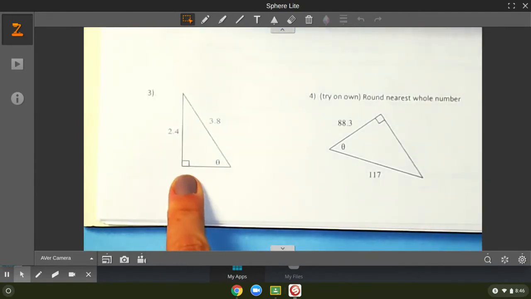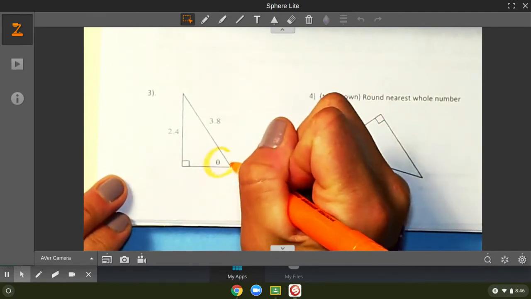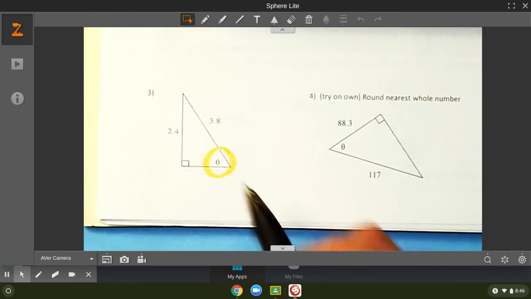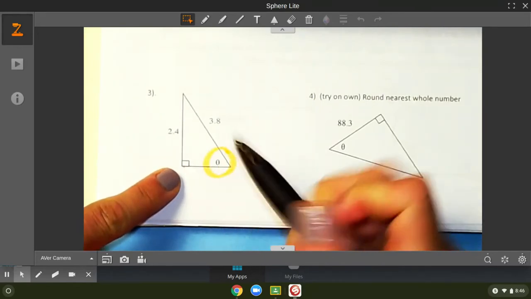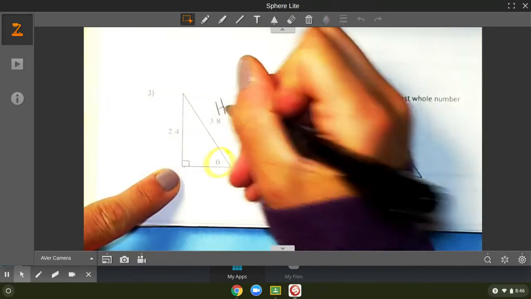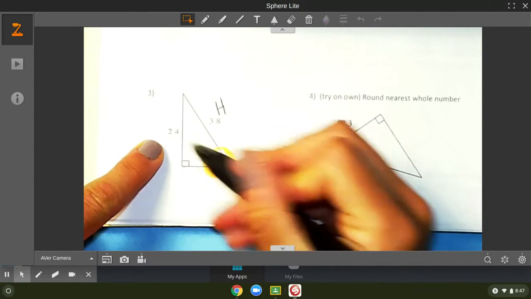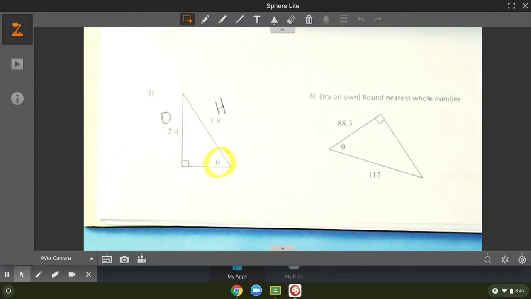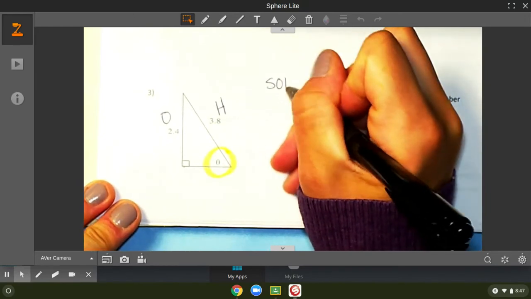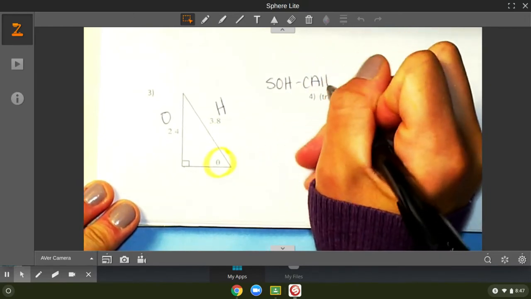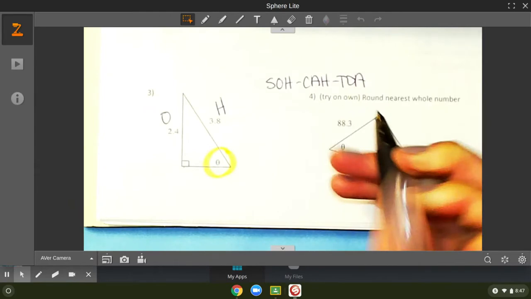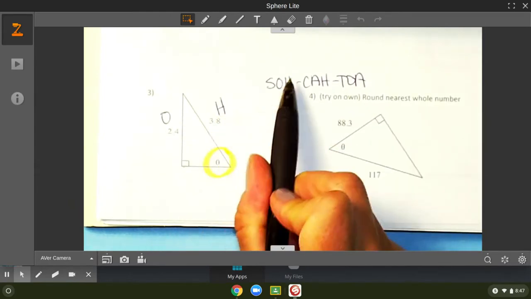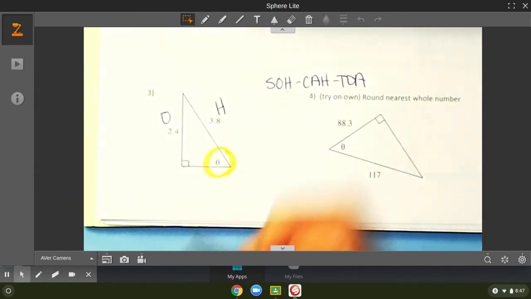All right, again, it's a right triangle. Our missing angle is theta. All right, so now let's label the sides. Opposite the 90-degree angle is our hypotenuse. And the 2.4 is opposite. And the adjacent is the side we don't know. So then we remember SOHCAHTOA. So we have an O and an H, which means we're going to use the sine.